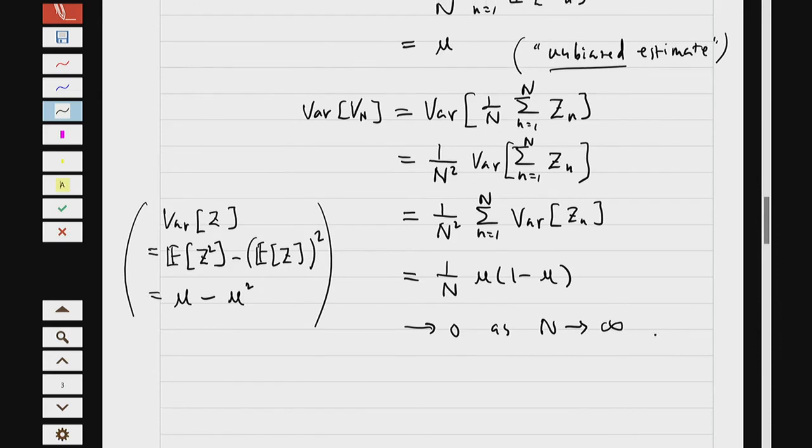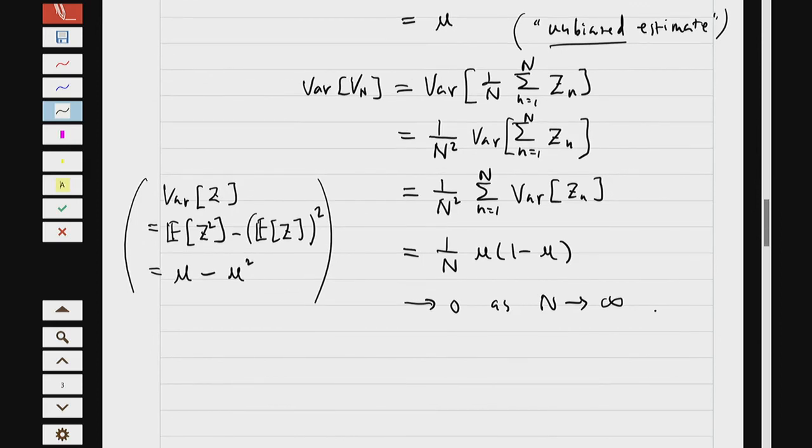Now, is this good or bad, or doesn't it matter? Why? Exactly. When the variance goes to 0, that means your random variable is no longer random in some sense. The random variable has no randomness, it's just exactly equal to the mean value. And this is called consistency. So Vn is a consistent estimate of mu.